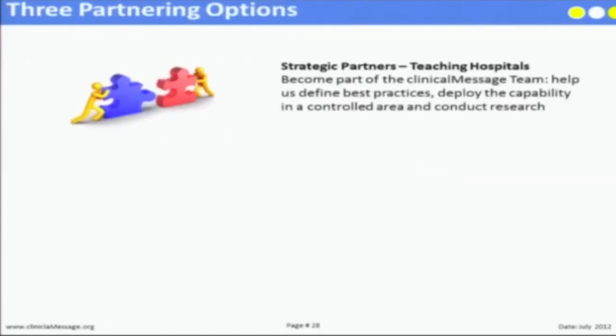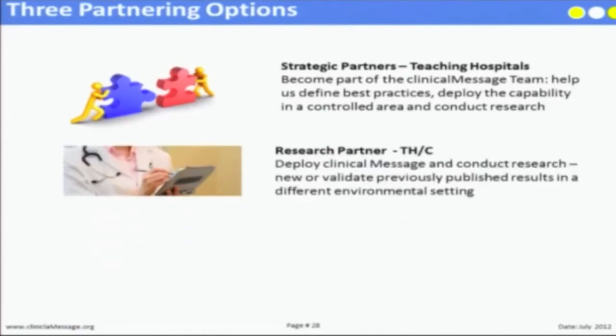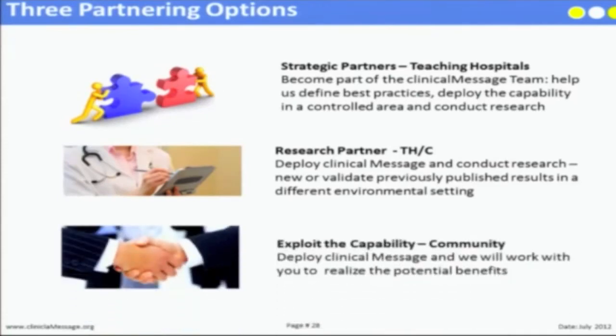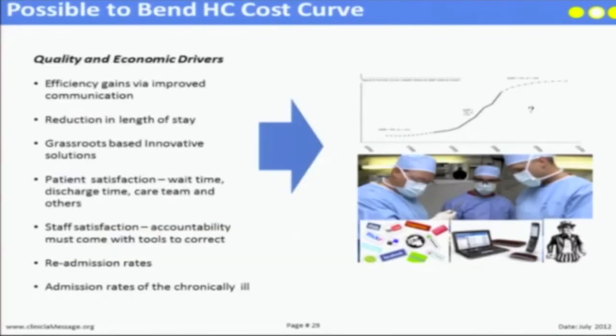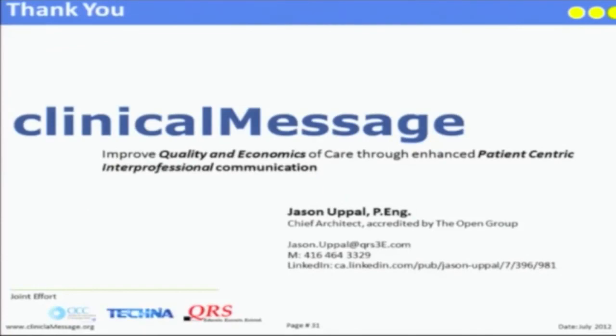That's the job of an architect. There is a way that we partner with the universities. You can be a strategic partner, a research partner, or just a user. If you're a community hospital and you don't want to be a researcher, don't be a researcher, just use it. So it's possible for us to bend the healthcare cost curve, and little by little we're doing it. We just want to control this puppy. That's my time. Thank you very much.